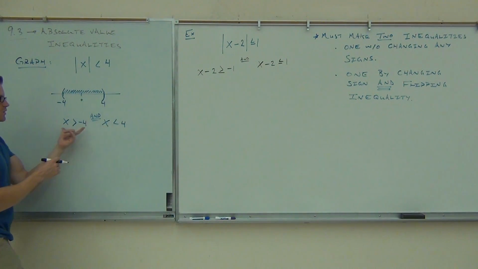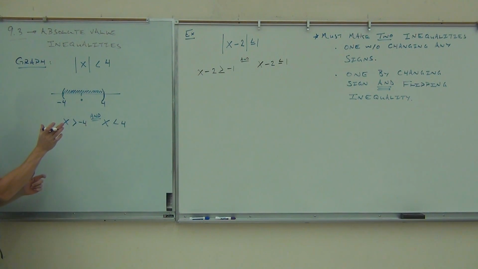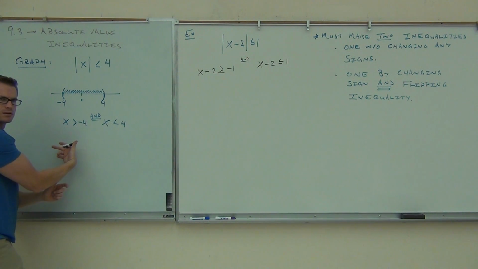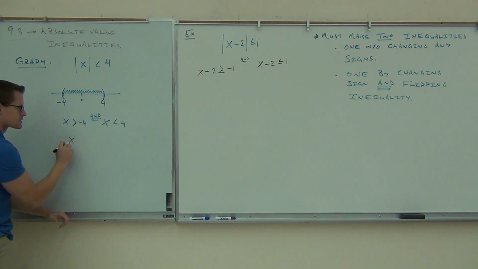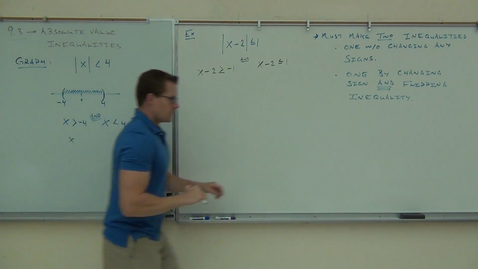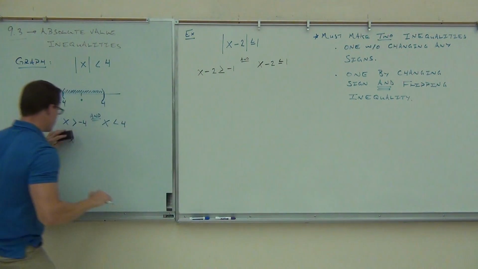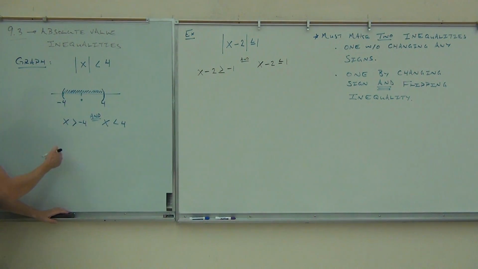I'm going to leave this one alone, but is it okay if I take this off the board and flip it around and put it back? Is that okay with you? So instead of x is greater than negative 4, I'm actually going to flip it around. Negative 4 less than x. Do those say the same thing to you? Okay, so I just flip this one around. This is the same as that.